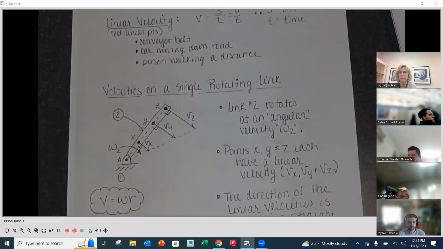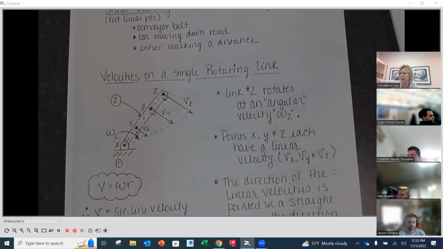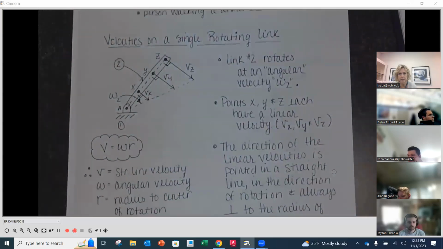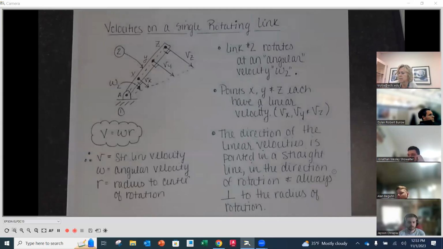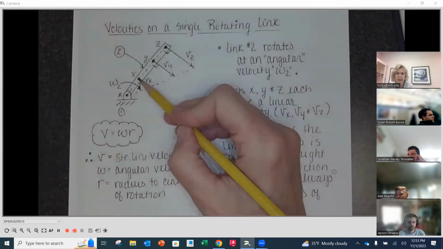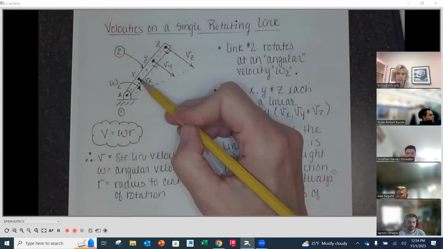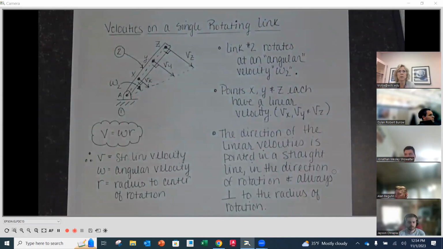The direction of those linear velocities, as you can see and as identified in this little paragraph here, is always going to be pointing in a straight line in the direction of rotation and always perpendicular to the radius back to the center of rotation. So if this is point X, here's its radius back to its center of rotation. Its velocity is going to go in the direction of rotation, perpendicular to that radius. Same thing for Y, same thing for Z.